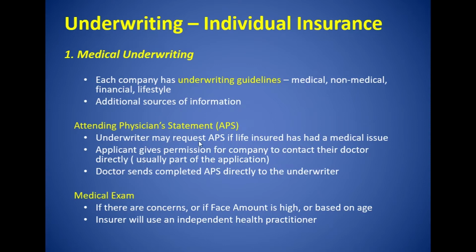The underwriter may request an APS if they found some medical issue in the application. Attending physician really means that for the insured, the applicant on whose life the policy is, they want some more information from that person's medical advisor or doctor. So usually what happens is the underwriter will send a form to the client's doctor and ask them to fill out that form. They want some additional information.